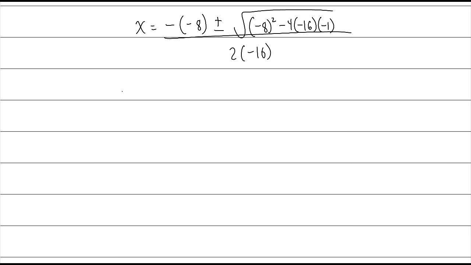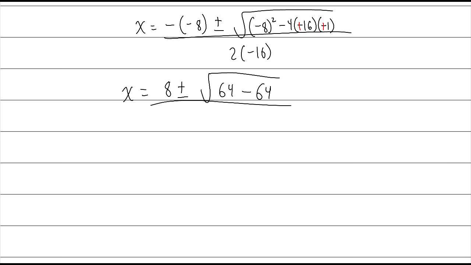Negative, negative 8. Two negatives makes it a positive, right? That's negative 1 times negative 8, if you think about it like that. Positive 8, plus or minus the square root of negative 8 squared, which is a positive 64. All right, negative 4 times negative 6 is going to be a positive 24, times a negative 1 is going to make it a negative 64, right? There are 3 negatives. Again, you can think about it as every pair cancels each other out. Well, that's going to work out nicely, right? Square root of 64 minus 64.